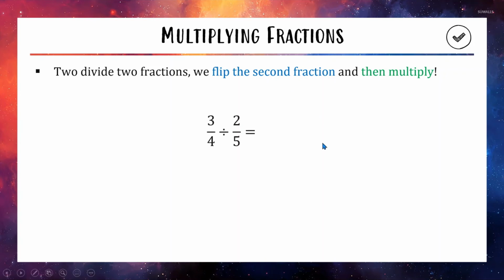So we'll do a quick example. If we wanted to figure out 3/4 divided by 2/5, like I said, we're going to take the second fraction, which is the 2/5, and turn it upside down to turn it into 5 over 2. Now that divided by turns into a times, and as we've already seen in this video, multiplying fractions is pretty straightforward. All we need to do now is 3 times 5 for the top and 4 times 2 for the bottom. So we get 15 over 8 as our answer. That's how you do it. Flip the second and multiply.